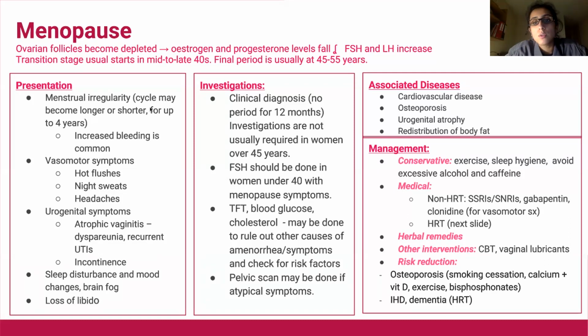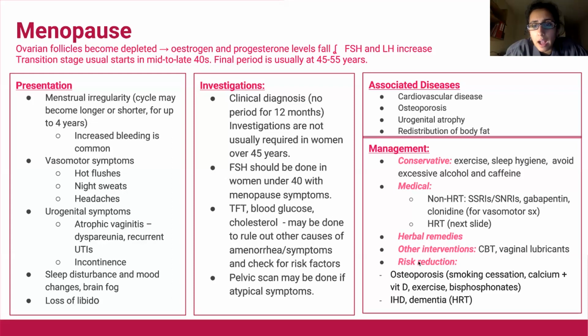When we look at the medical interventions, we can have hormone replacement therapy, which we'll talk about in the next slide, and then non-hormone replacement therapy. For non-hormone replacement therapy, things that we can give are SSRIs or SNRIs, so fluoxetine or something like venlafaxine, and gabapentin and clonidine. These are especially good for the vasomotor and the mood symptoms as well for the SSRIs and the SNRIs. However, clonidine, for example, has quite a few side effects that may limit its use, like drowsiness, dry mouth, constipation, and I think it affects the blood pressure as well.